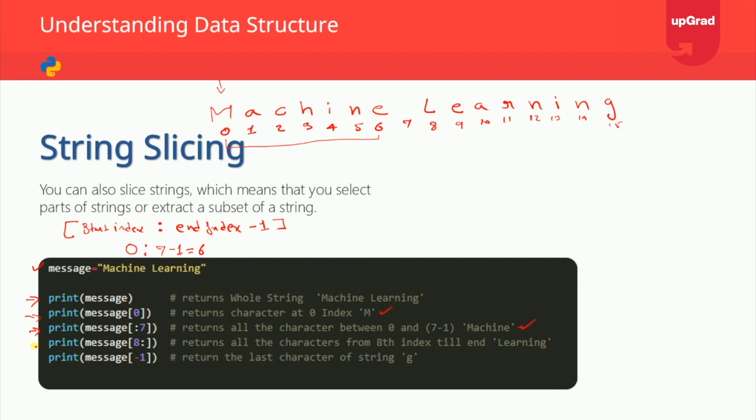Now in this statement, print message 8 colon, you can see that I have specified the start index, which is 8. But in this expression, I have not specified the end index. So it will automatically extract the string till the last character. If I start from 8 till the last character, it is going to return me learning.